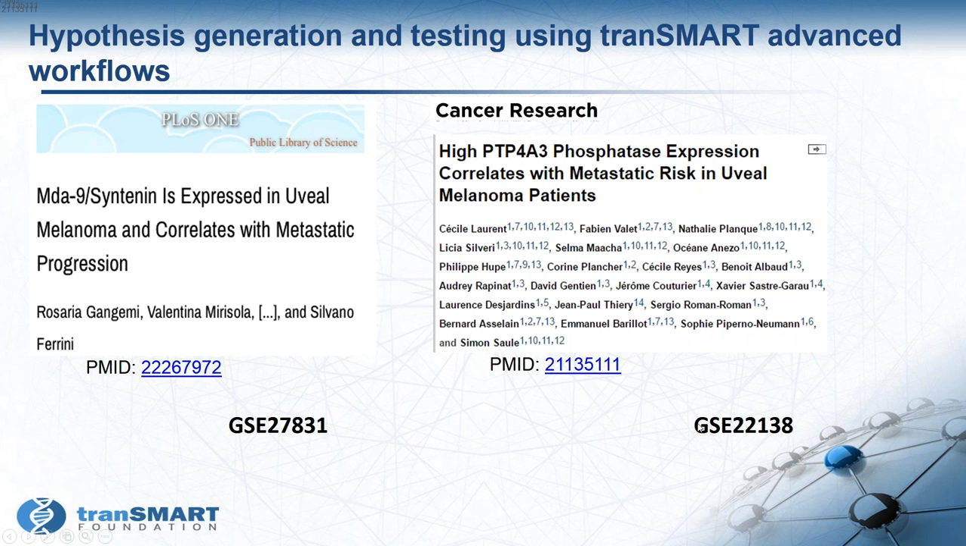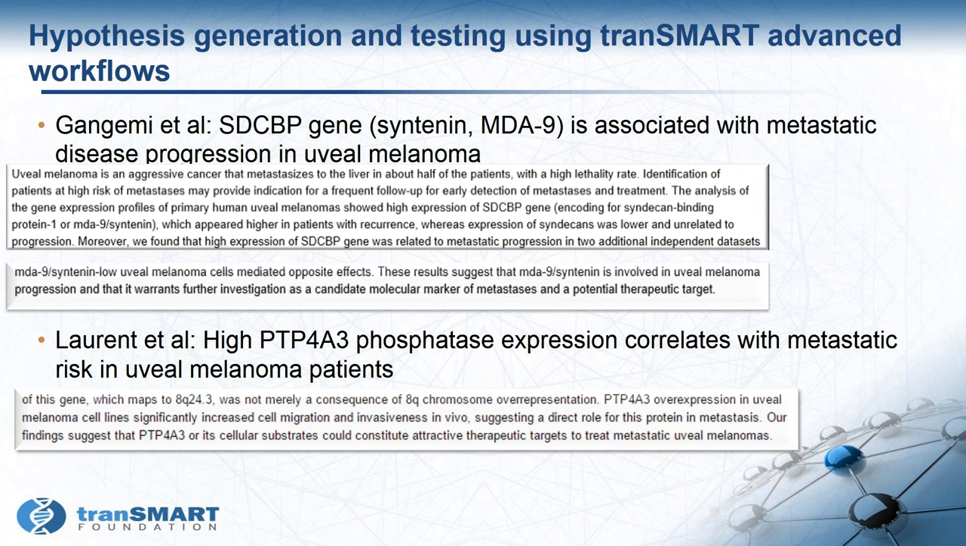The data deposited into GEO has been described in these two publications, one in PLOS One and the other published in Cancer Research. Both publications are about uveal melanoma, discovering genes related to metastatic progression. GSE27831 is from the publication by Gangemi, and the GSE22138 study set is from Laurent's publication in Cancer Research. Gangemi says that syntenin is associated with metastatic disease progression in uveal melanoma, while Laurent found that high PTP4A3 phosphatase expression correlates with metastatic risk in uveal melanoma patients.